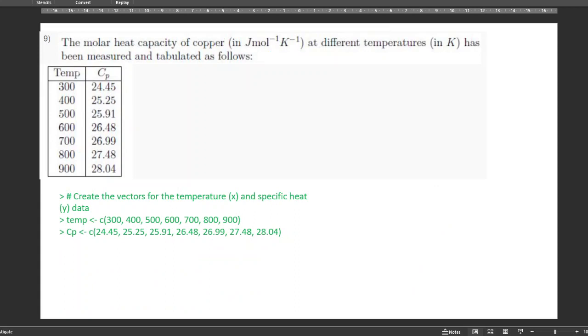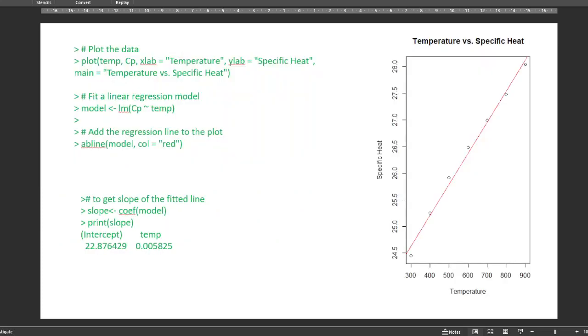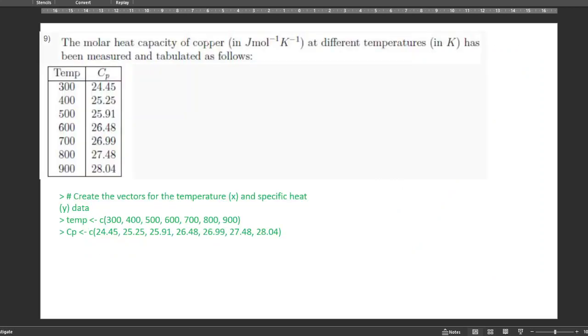Let's go to the ninth question. The ninth question has a data set with temperature and specific heat, and they are asking us to... okay, the first question. I didn't copy the question, so let me check it once.